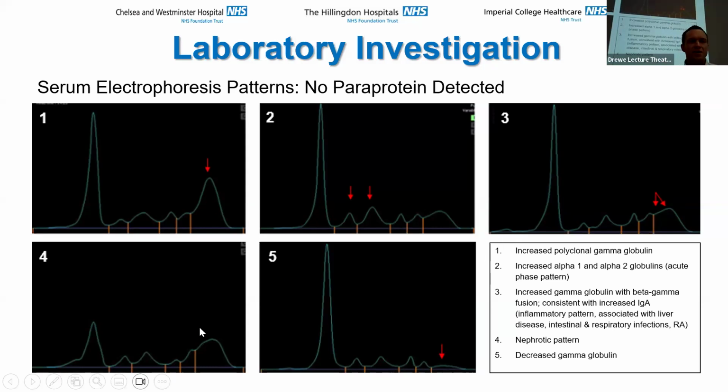In figure 4 we've got nephrotic patterns, so you've got a decreased amount of albumin present here. The rest of these will look slightly elevated, but actually if you take into account the reduced protein, often we'll see these as very flat patterns. And in the fifth and final one here, we've got a decreased gamma globulin region, so potentially a suppression of our immunoglobulins.